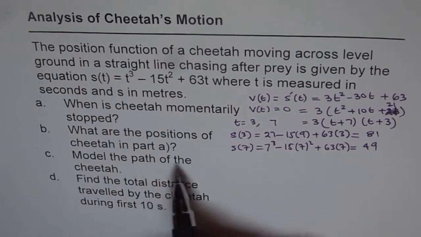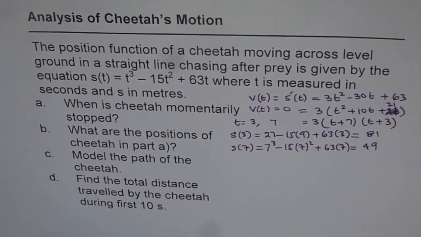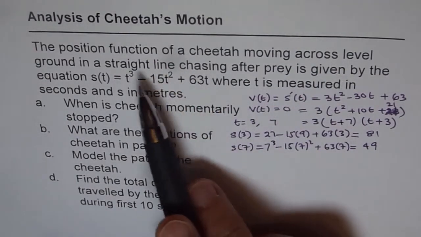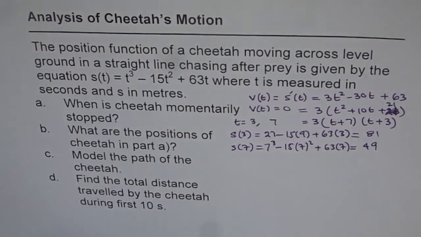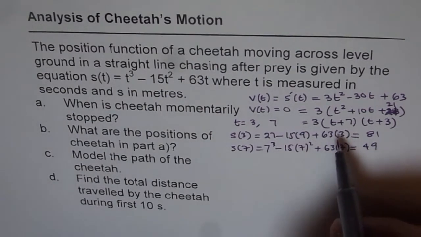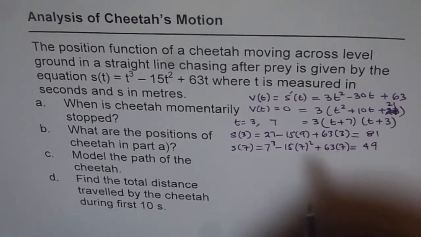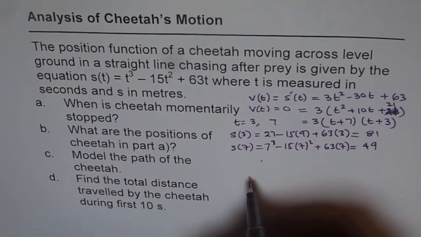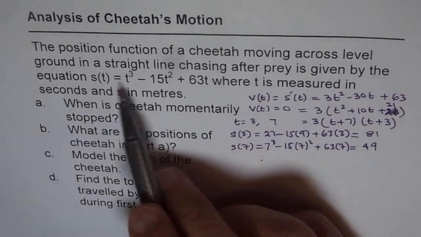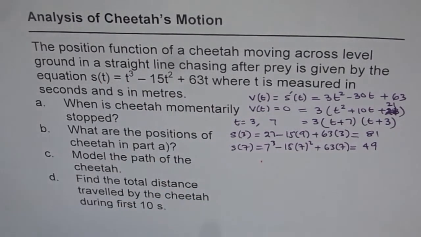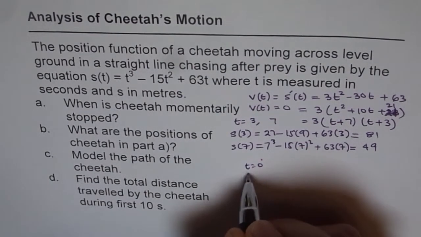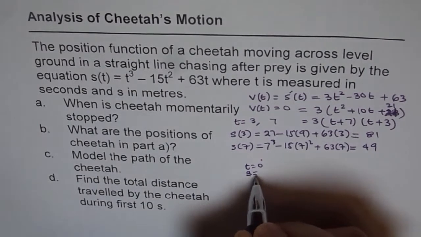Model the path of the cheetah. Now it really means that we are assuming it is moving along level ground in a straight line. So it really means that at these points there is a turning point, right? So the cheetah is moving along a straight line and s of 3 is the turning point. So let's say this is the starting point. If t is 0, what is s of t? s of t is also 0. So we can write this as at t equals 0, s of 0 is also 0.